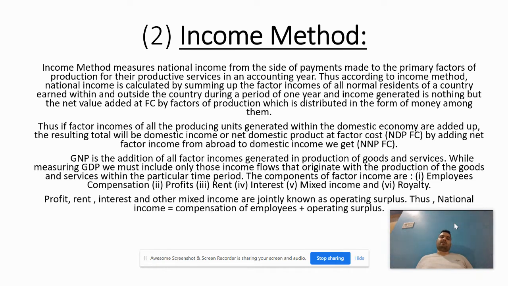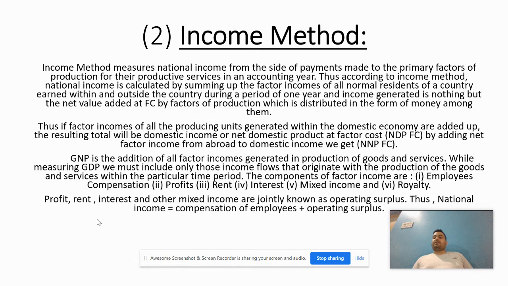Thus, if factor incomes of all producing units generated within the domestic territory are added up, the resulting total will be domestic income, or net domestic product at factor cost. By adding net factor income from abroad to domestic income, we get net national product at factor cost. GNP is the addition of all factor income generated in production of goods and services. While measuring GDP, we must include only those income flows that originated with the production of goods and services within the particular time period.